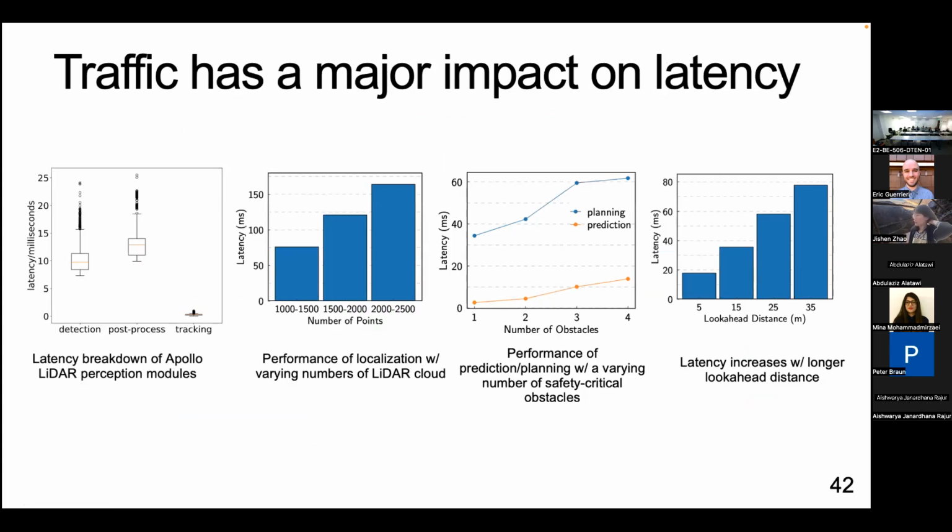Another thing is that we want to show a more detailed correlation between traffic and latency. As you can see here, when the number of points, that is the amount of traffic, increases, the latency increases significantly. This also shows the number of obstacles, static or moving, like cars. When you have more obstacles around the car, the latency of planning and prediction can increase a lot. But the way they increase may be different across different software tasks. And look at this distance: when it increased, the latency of reaction time also increased quite a lot.